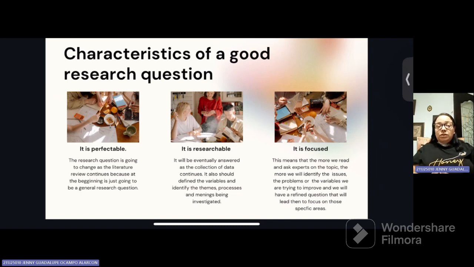And then it's focused. This means that the more we read and ask experts on the topic how the studies have been conducted, and gather everything we think will be useful for our research, the more we will identify the issues, the problems, and the variables we are trying to improve, as I said before. We will then have a refined question that will help us focus on those specific areas that we want to improve or research.